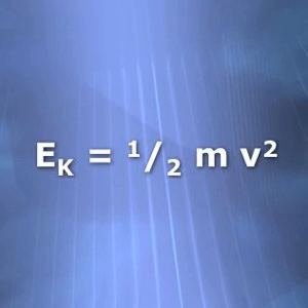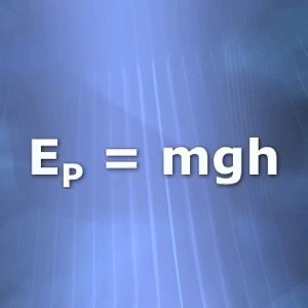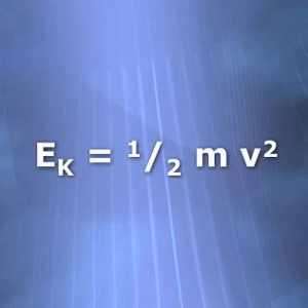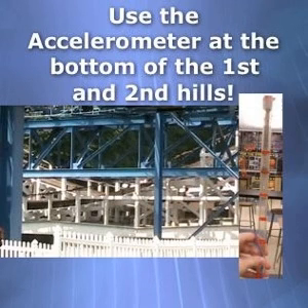The next measurement you will need to take with the vertical accelerometer. Hold the accelerometer vertically and look at the reading at the bottom of the first hill and the bottom of the second hill. Remember these measurements until the end of the ride when you record them on the lab.